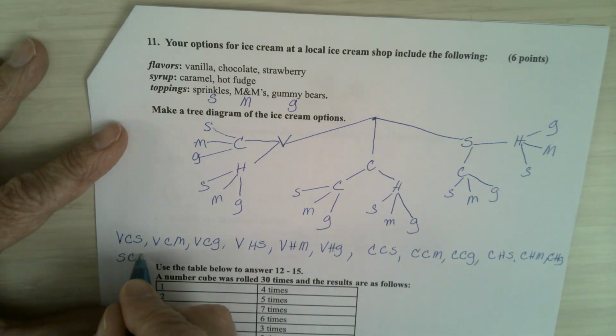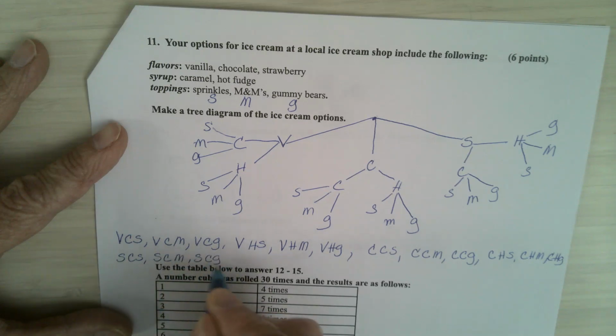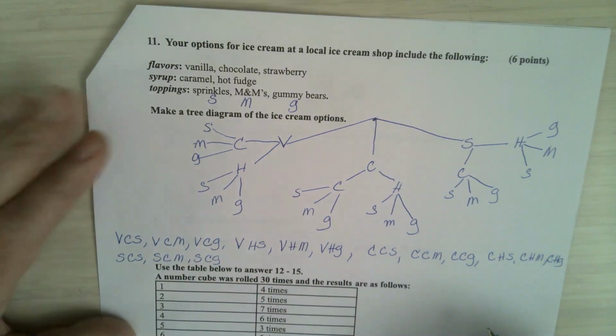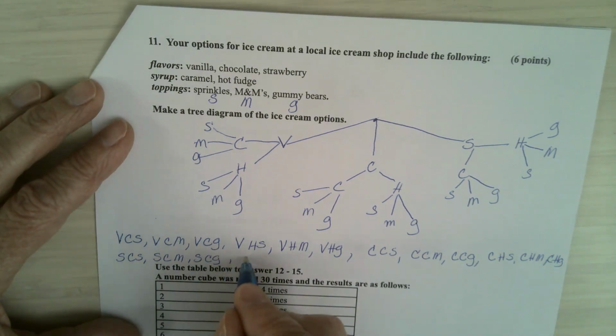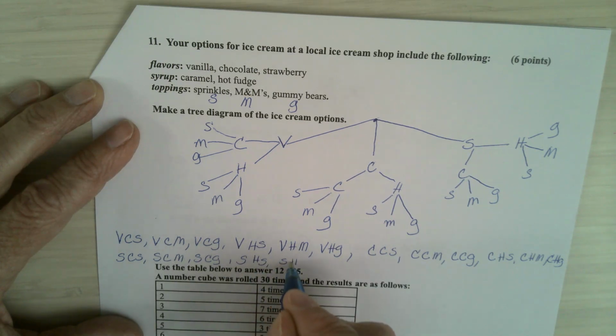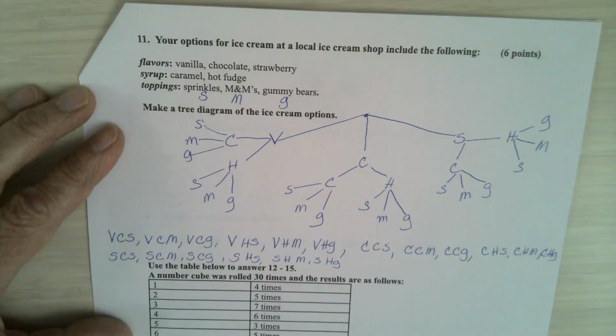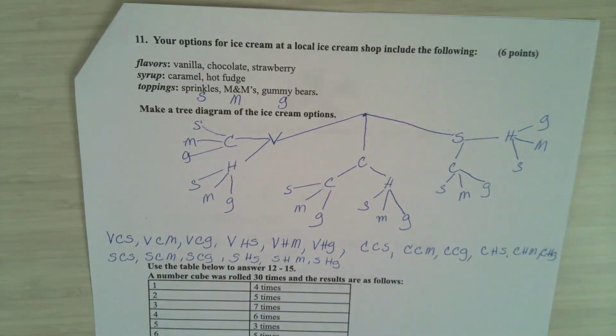Strawberry caramel sprinkles, strawberry caramel M&Ms, strawberry caramel gummy bears. Our last group of 3, strawberry hot fudge sprinkles, strawberry hot fudge M&Ms, strawberry hot fudge gummy bears. Any questions on the sample space?